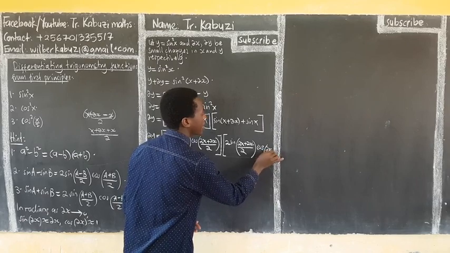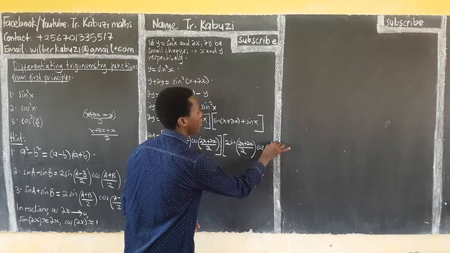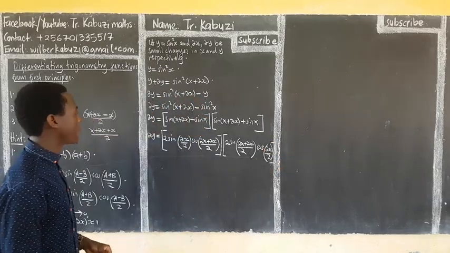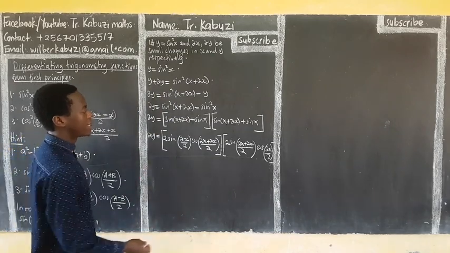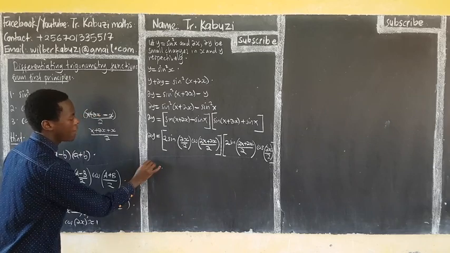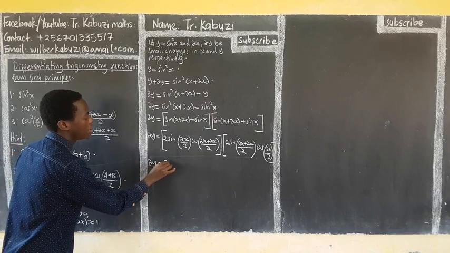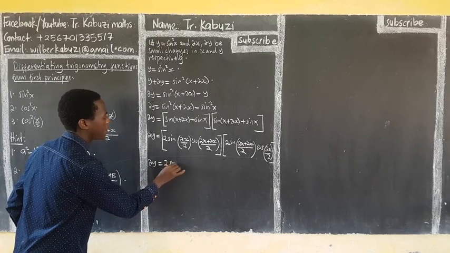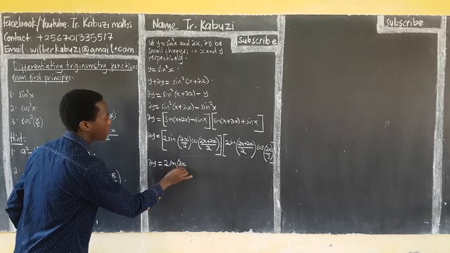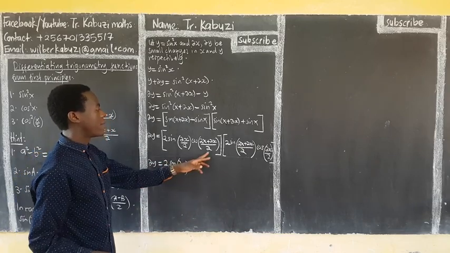Remain with delta x over 2, the whole in brackets. So from there, we can easily simplify and you see that here we are going to be having delta y equal to 2. Now this is going to give us sine delta x over 2. Then we can reduce this to here.